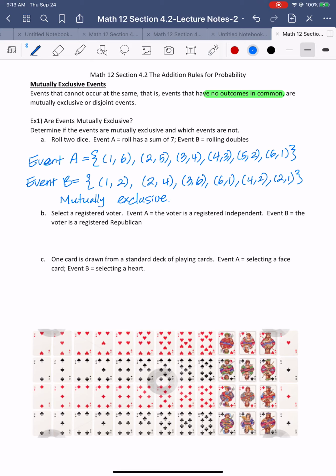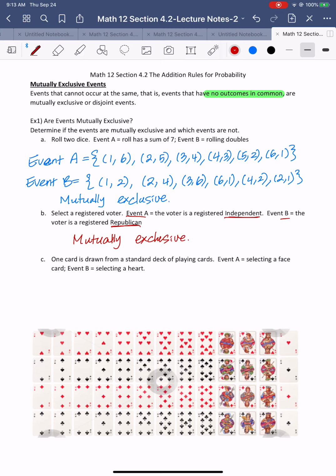B: select a registered voter. Event A is that the voter is a registered Independent, and event B is that the voter is a registered Republican. If you are an Independent, I don't think you can be a Republican, and if you are a Republican, I don't think you can be an Independent. You have to choose Independent, Republican, or Democratic. So this must be mutually exclusive.